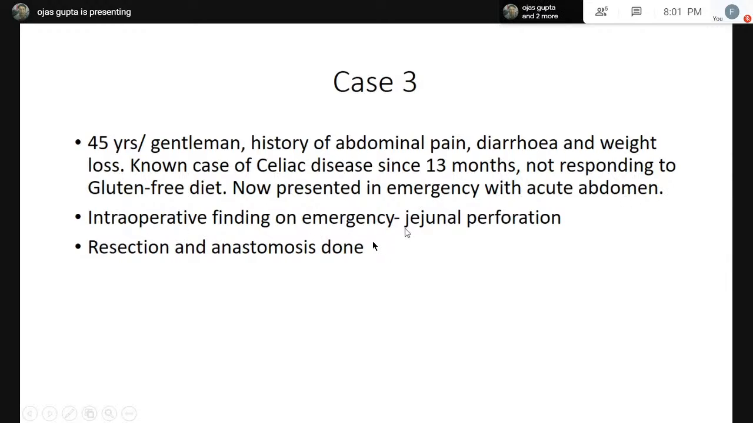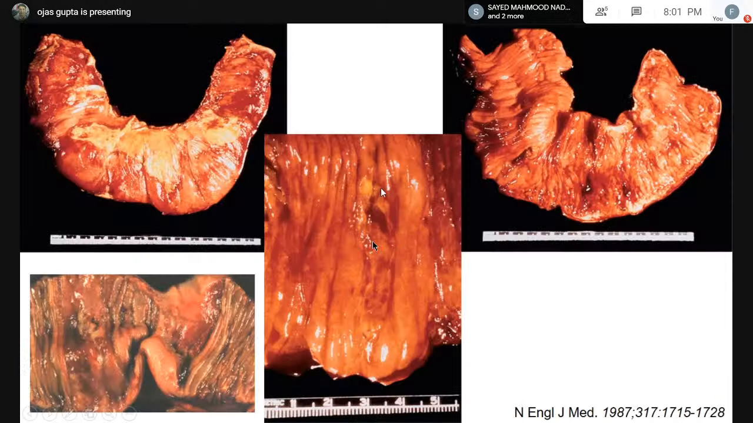On intraoperative findings, the surgeons found that he had a jejunal perforation. A resection and anastomosis were done, and we received the specimen. Here we can see that the small intestine is dilated, and on the serosal surface there is fibrinopurulent exudate, most likely resulting from the perforation, and there is a lot of congestion. The small bowel was opened and revealed multiple small ulcerated lesions without any discrete mass. On higher power view, we can see one of the circumferentially oriented linear ulcers.